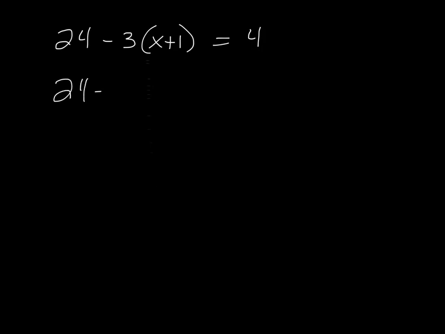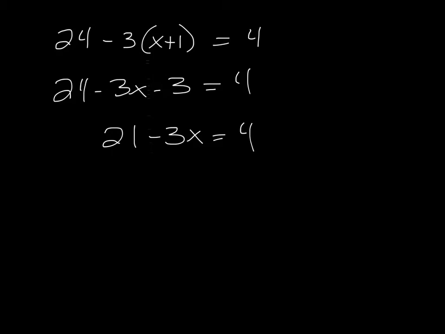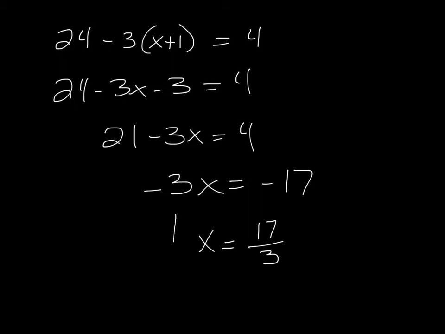So distribute this negative 3 through. Simplify the left hand side, the 24 and the 3 give me a 21 minus 3x. Subtract 21 from both sides and get negative 17, and then divide everything by negative 3 to get x equals 17 thirds. The negatives cancel from the negative 17 and the negative 3. This is my possible solution.